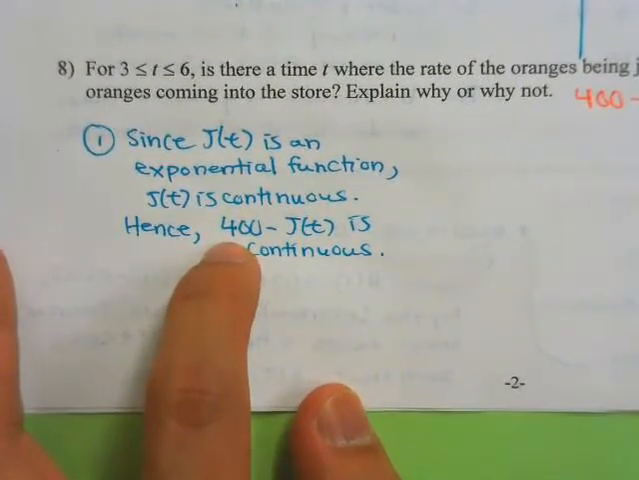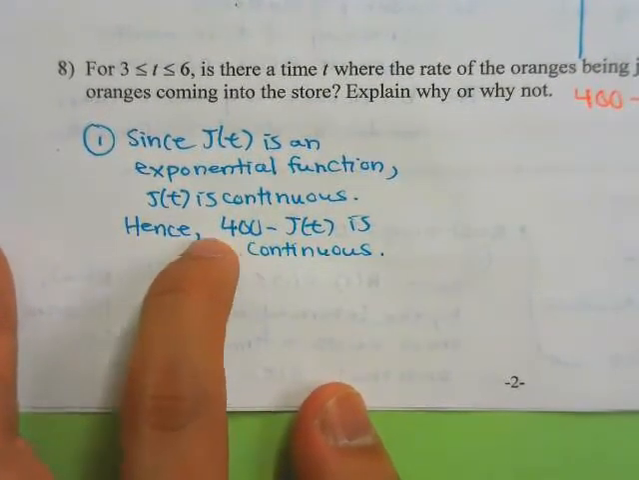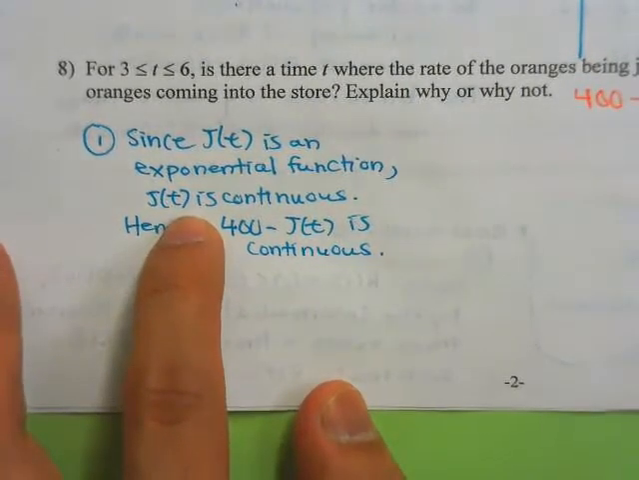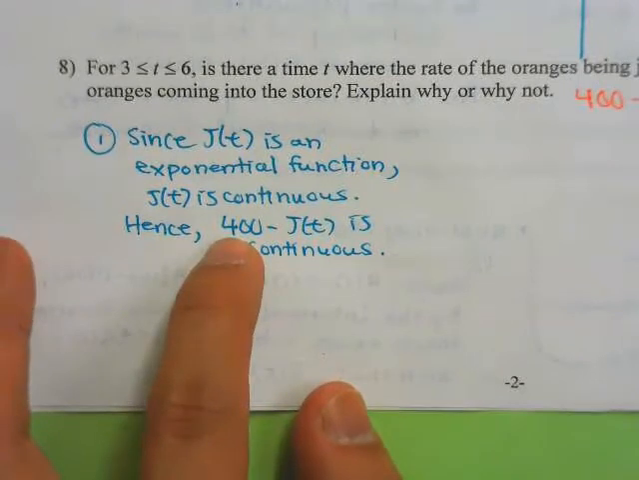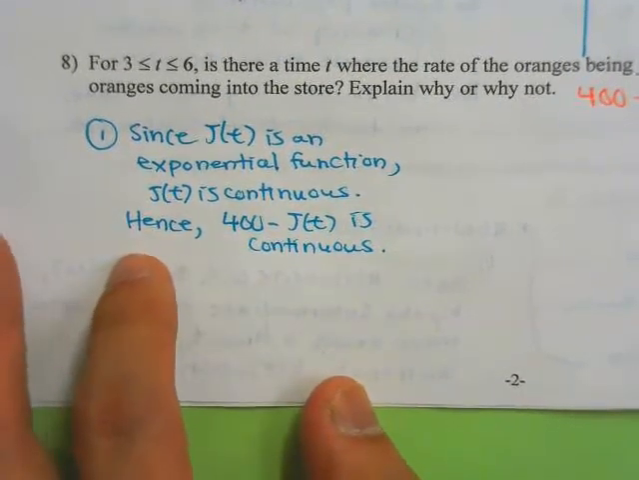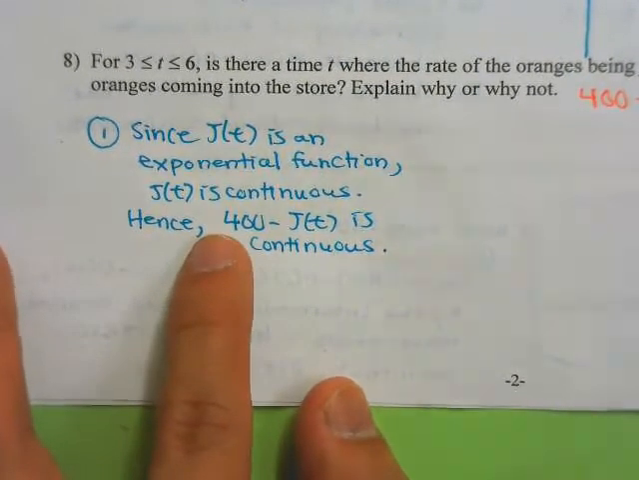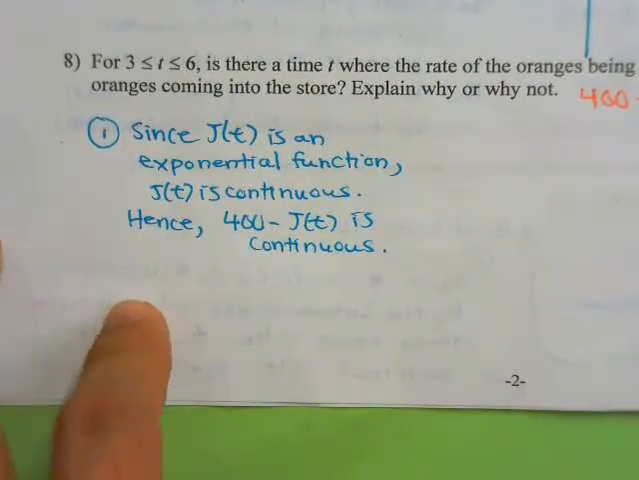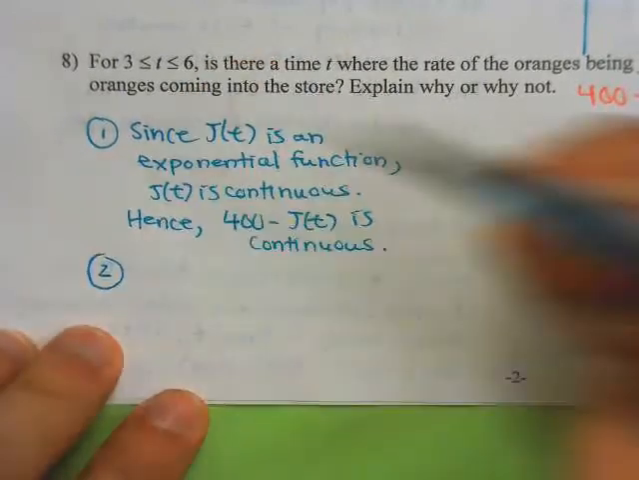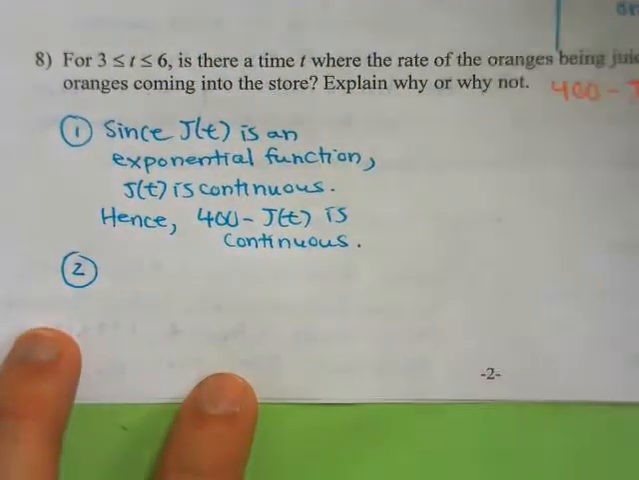400 is a constant. It is a horizontal line. I guess if you really want to say that in the middle, you can. 400 is a constant. It's a horizontal line, and it's continuous. But it's not too needed. All numbers are continuous, real numbers. So hence, 400 minus J of t is continuous. Okay, we stated continuity. What should I write next for number 2?